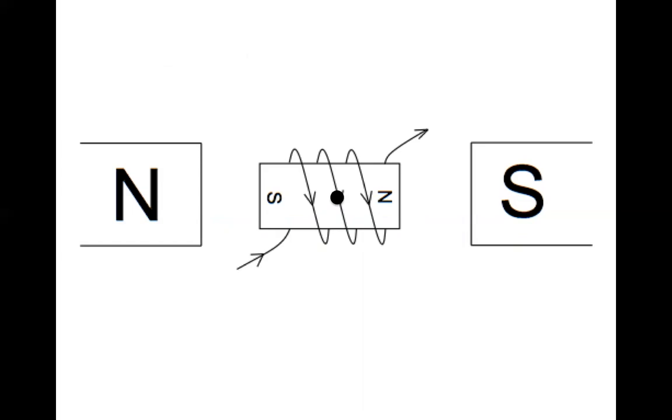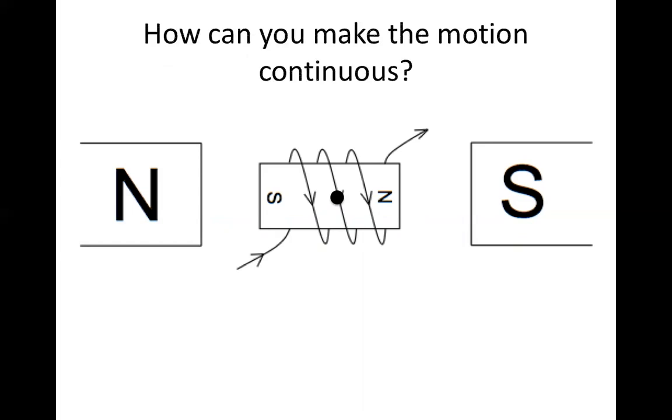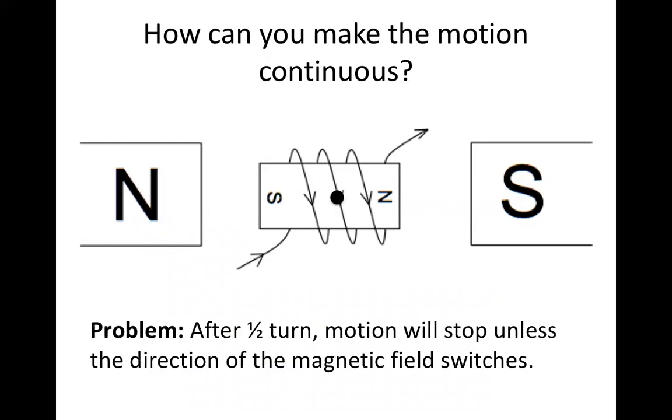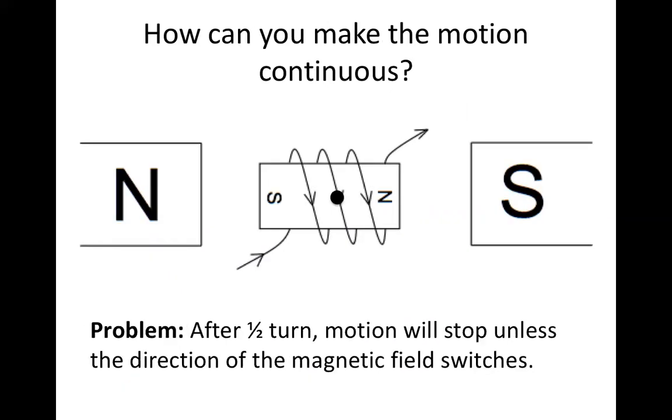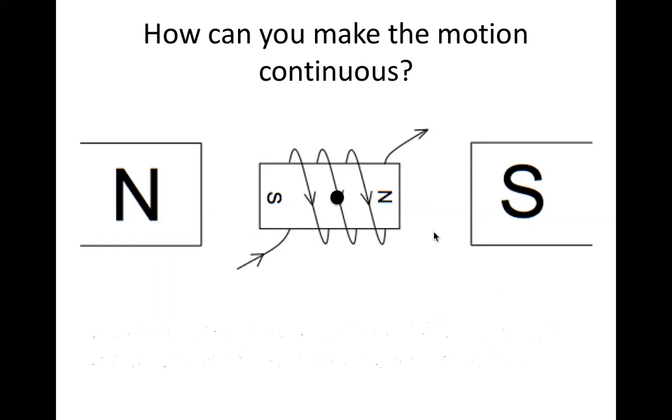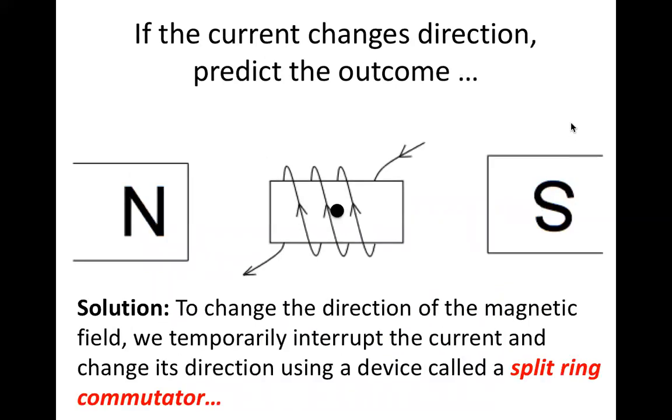So the question is, how can you make the motion continue? The solution is that we're going to change the direction of the current. So here, notice the current direction was that way on the coil. And now look at the arrows, they've switched. We're going to switch the direction of the current.